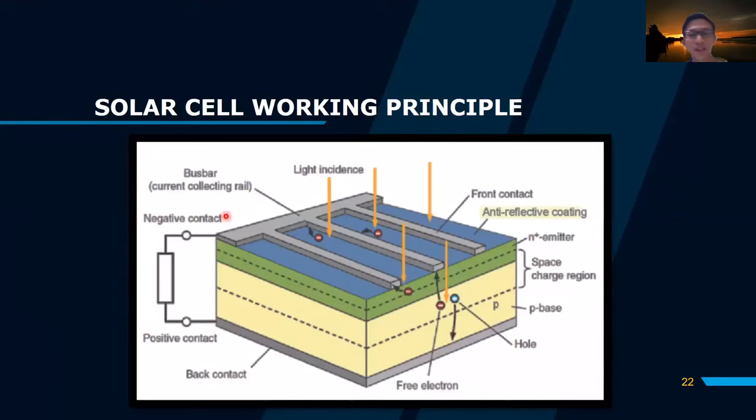So this is the working principle of solar energy. This picture shows the layers of the solar cell. The arrangement of the solar cell is like a sandwich, consisting of N material, P material, the bus bar, which is this, the negative contact, and the back contact that collects the positive charge.